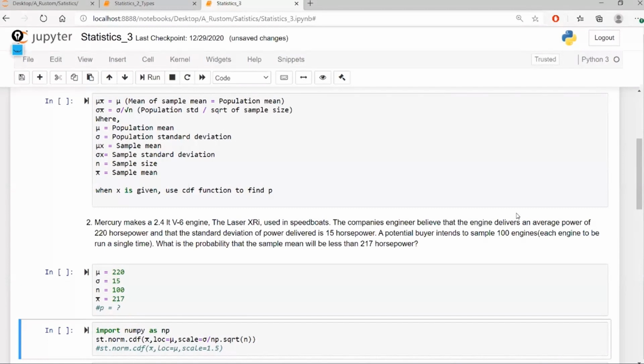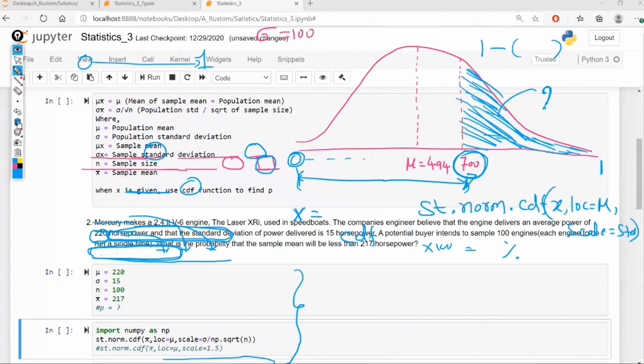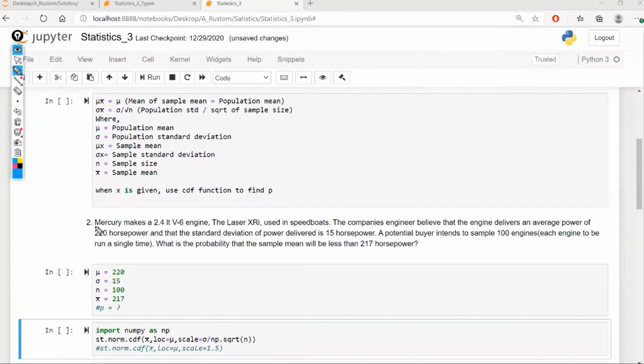Let's understand one more problem statement here. The problem statement is something like this. Mercury makes a 2.4 liter V6 engine, the Laser XRI, used in speedboats. So there is a company called Mercury which manufactures a V6 engine. Just like in our cars we get engines like a 2.4 liter, 1.6 liter, V4 engine, V6 engine.